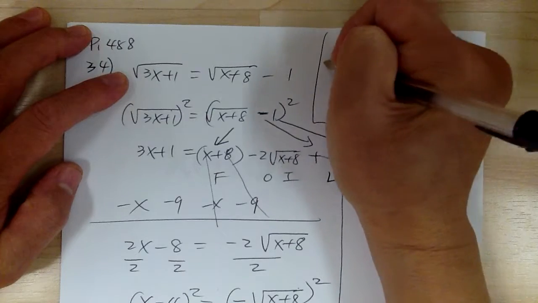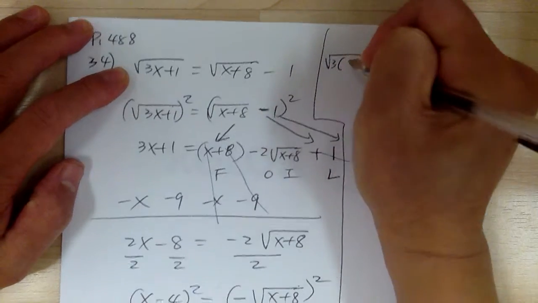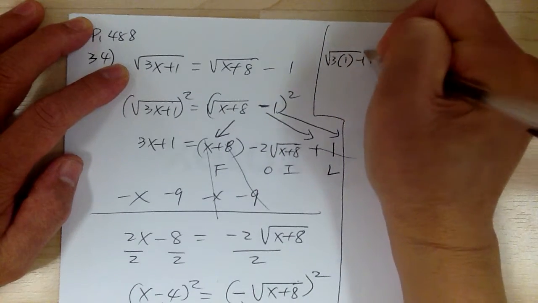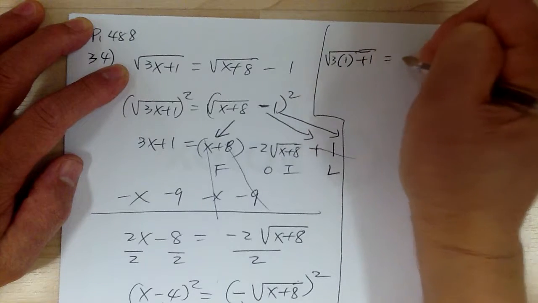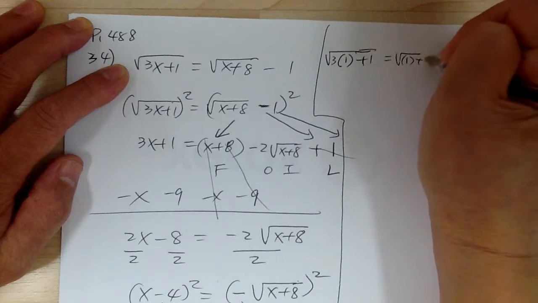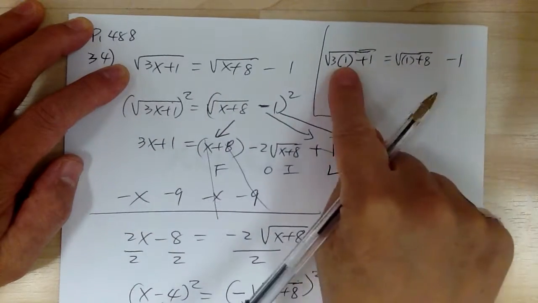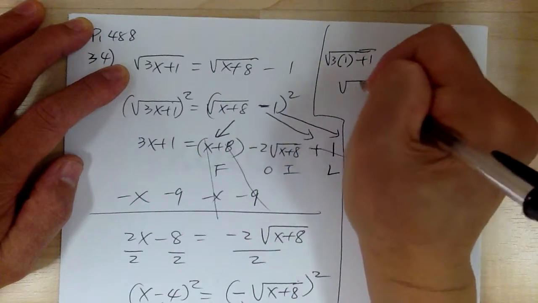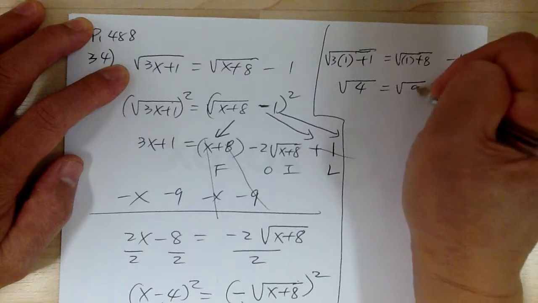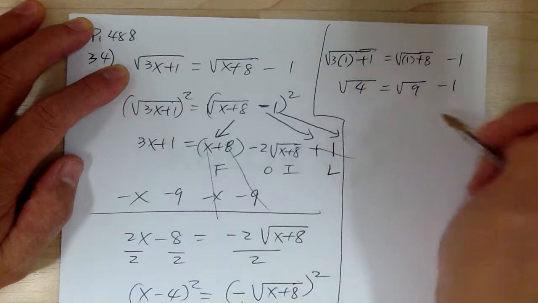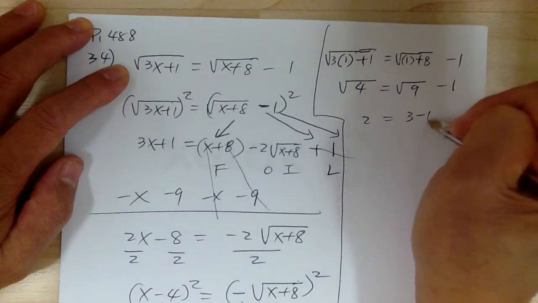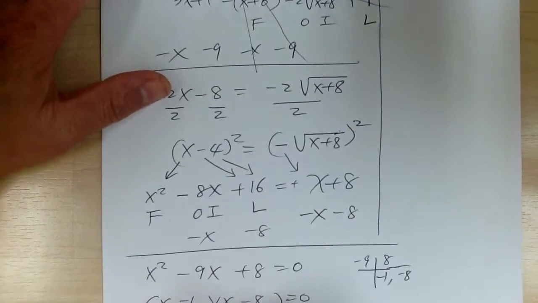So square root of 3 times, I'm going to check the 1 first. So use the original to substitute and you work it out. So you got square root of 4 equal to square root of 9 minus 1. So I get 2 equal to 3 minus 1. So it checks. So this one is good.